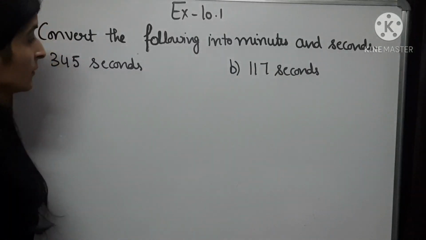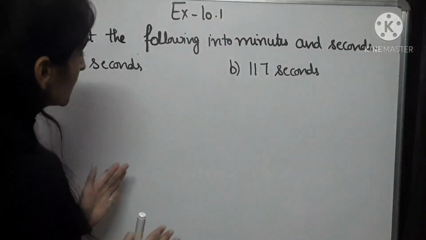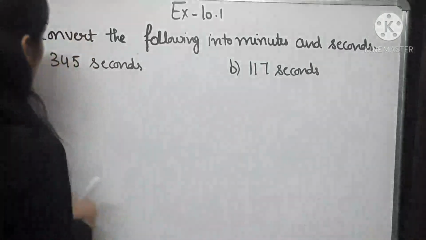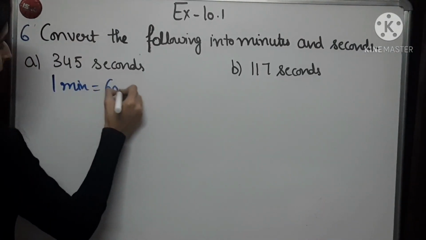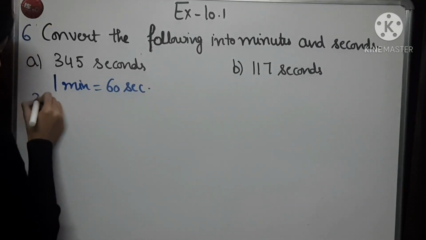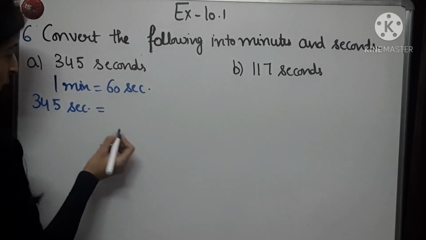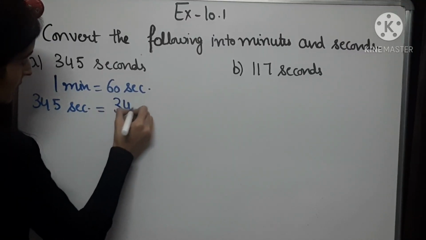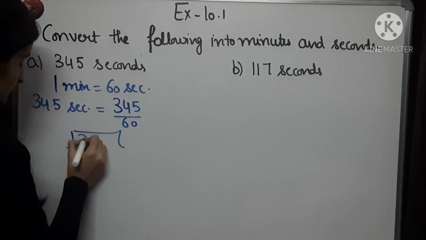So here we have given in seconds and we have to convert in minutes. So for converting seconds to minutes, we divide by 60. So if in 1 minute there are 60 seconds, then 345 seconds will be equal to, we will divide the number of seconds by 60. So 345 divided by 60.